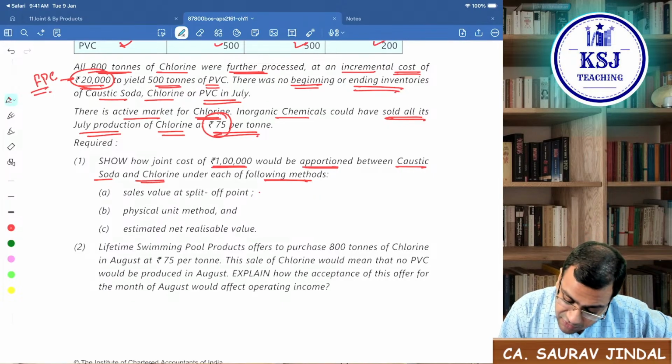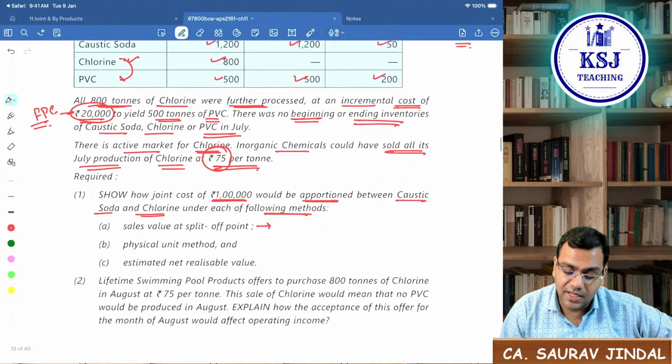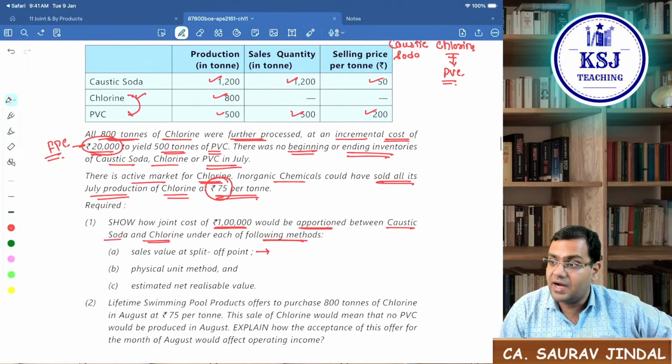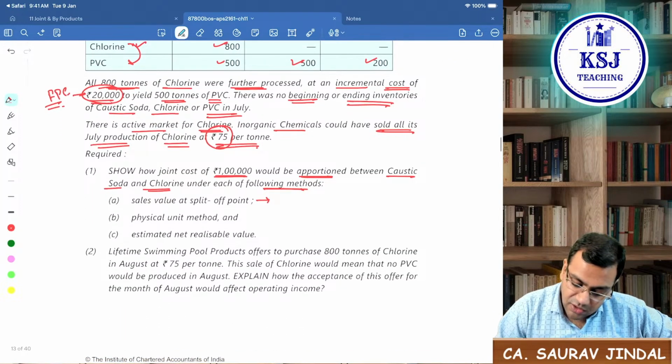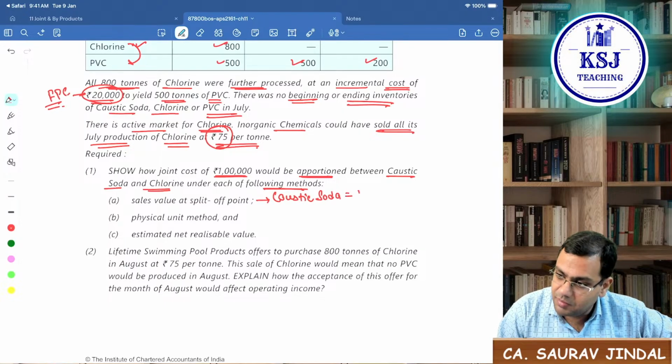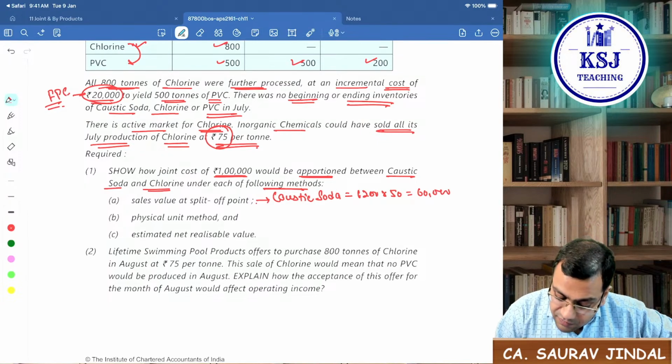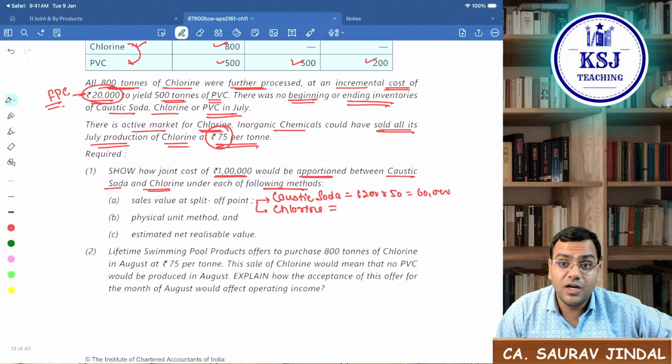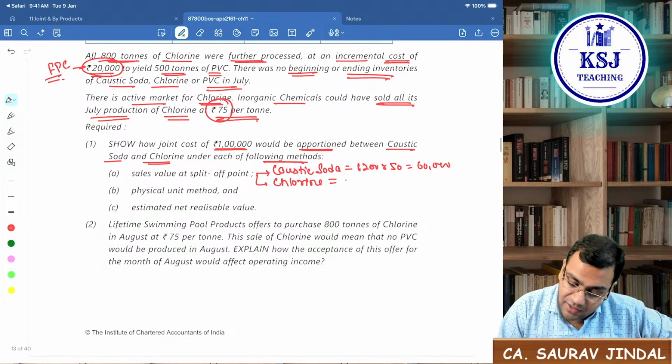Now at split off point, what are the two things that you are getting? You are getting caustic soda and chlorine. At split off point, what are the values that you are getting? So the caustic soda that you are getting, what is the sales value? Sales value will be 1200 multiplied by 50, that is 60,000. At split off point, the another product that you are getting is chlorine, not PVC. Chlorine how much? 800 units you are getting.